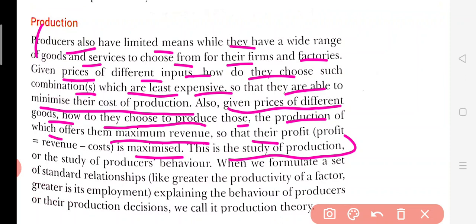So here two aspects are very important from the producer's point of view. First, cost reduction, and second, profit maximization. So this is the theory of production, how it should be done. This is how we study how to use the resources inside the firm, and how the producer can maximize his satisfaction. Definitely a producer will be satisfied only when he gets profits.